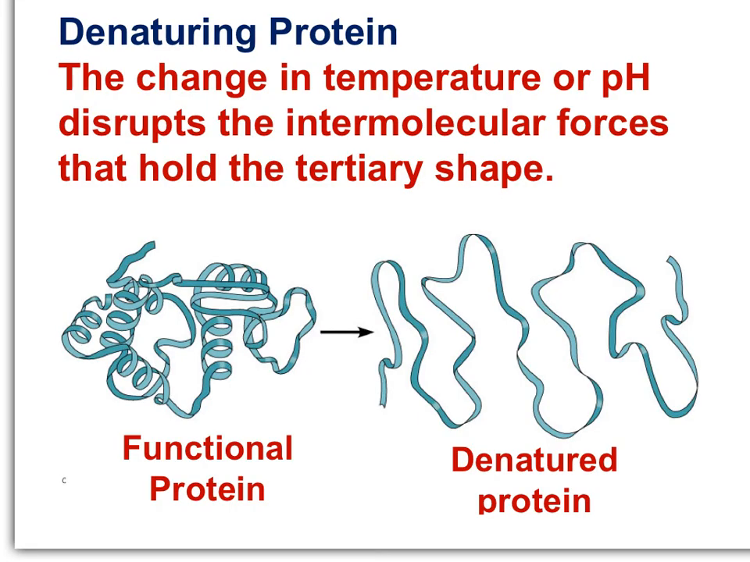The forces that hold the 3rd and 4th level structure of polypeptides can be disrupted by heat or changes in pH. This is known as denaturing the protein. And you can see the fully functional tertiary shape of the protein here and the denatured protein here. Again, the denatured protein comes about as a result of a change in temperature or a change in pH.